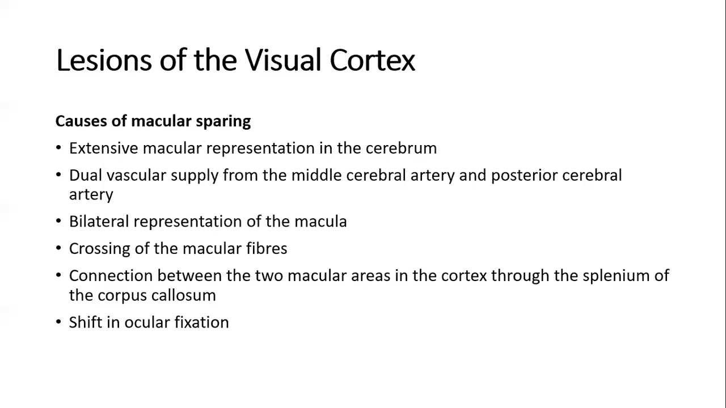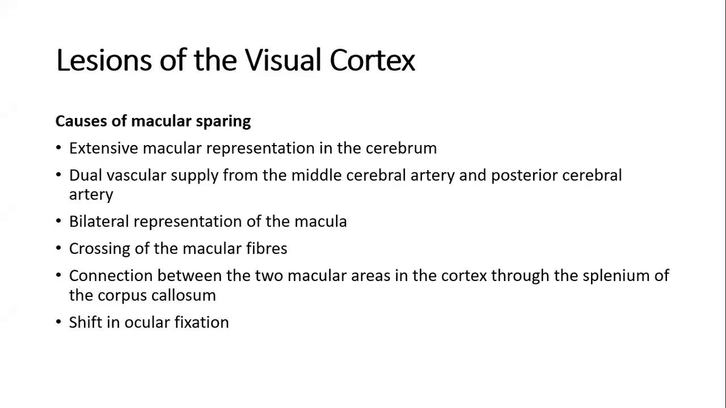And the next one, what they say is there is crossing of the macular fibers, and there is bilateral representation of the macula. The crossing happens through the splenium of the corpus callosum. So they say the macular fibers are represented on both occipital cortices.